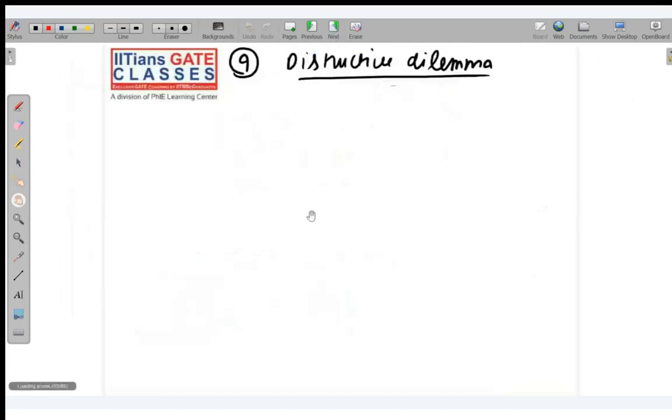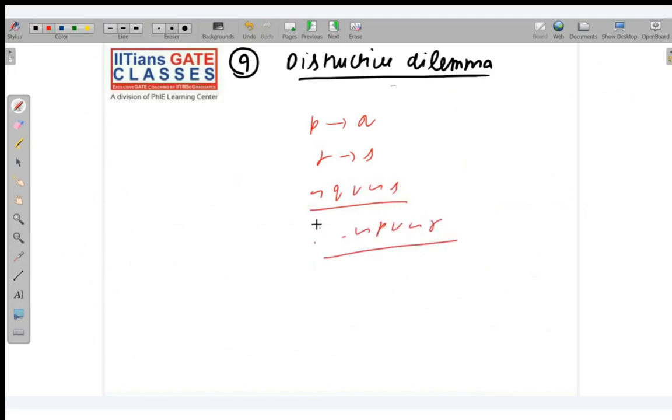Next is destructive dilemma. This is the last rule. What it is saying: P implies Q, R implies S, not Q or not S. Therefore, not P or not R. And it's really very simple. You have got it.